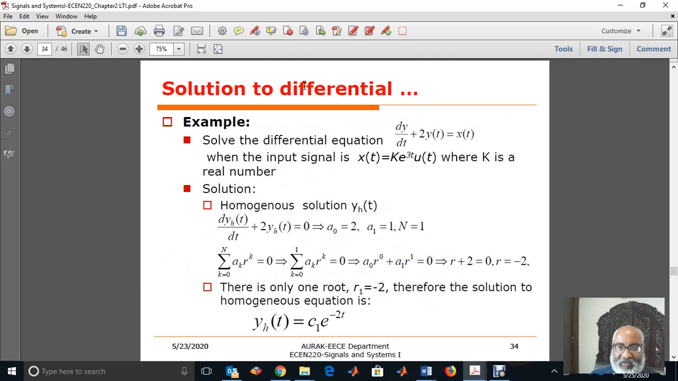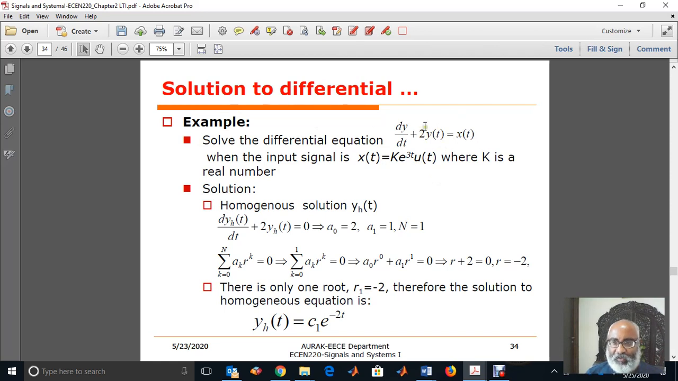Now let's start with an example. Let's have a differential equation where we have dy/dt plus 2y(t) is equal to x(t). And we have the input x(t) as the exponential function k times e to the power of 3t times u(t), where k is a real number. Find the output y(t). Given the initial condition y(0) is equal to 0, because usually if it's not given, then you assume it is 0.